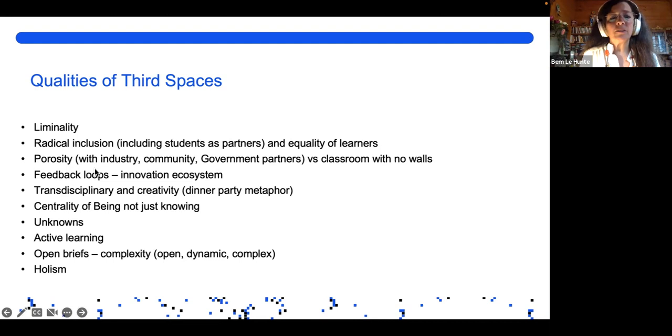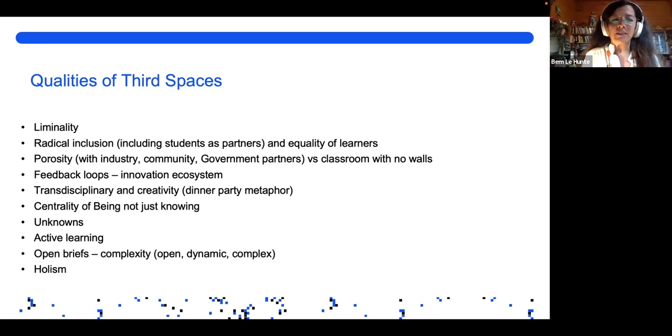It's got this idea of porosity. Like I said, I called it porosity. I always said I wanted to create a completely porous space for industry, community, and government partners. And this is well beyond the idea of classroom with no walls, because in the classroom, actually, you're learning in completely different ways as well. There is no classroom as such. The learner makes sense of everything.